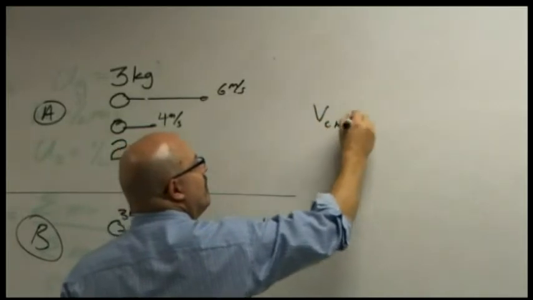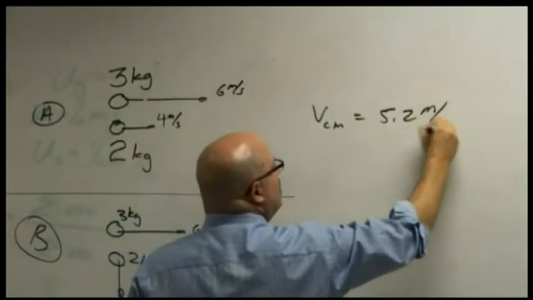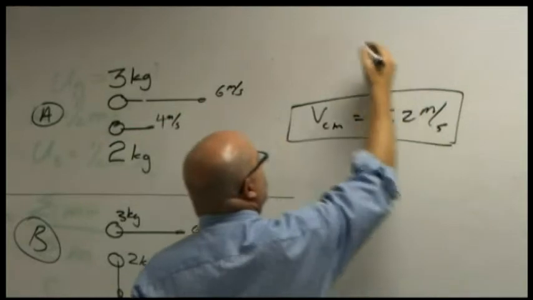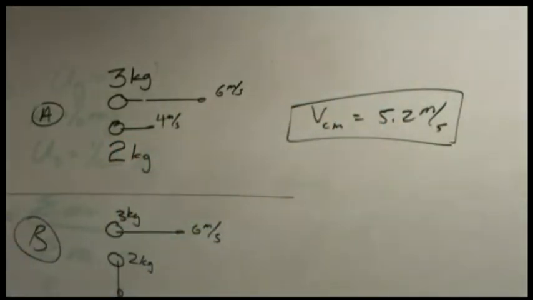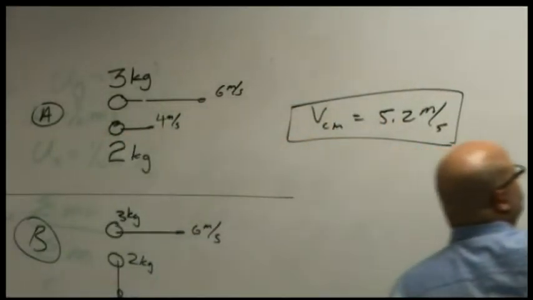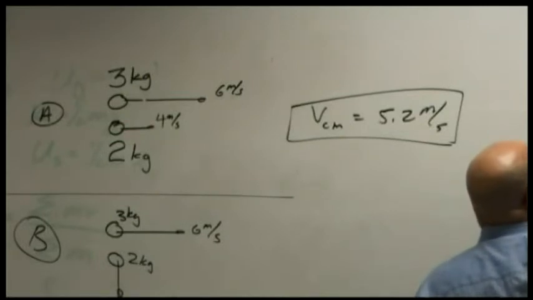5.2. 5.2 meters per second. Correct. 3 plus 2 is 5. Wait, what? It's 5.2. Yeah, I got it right. It's 5.